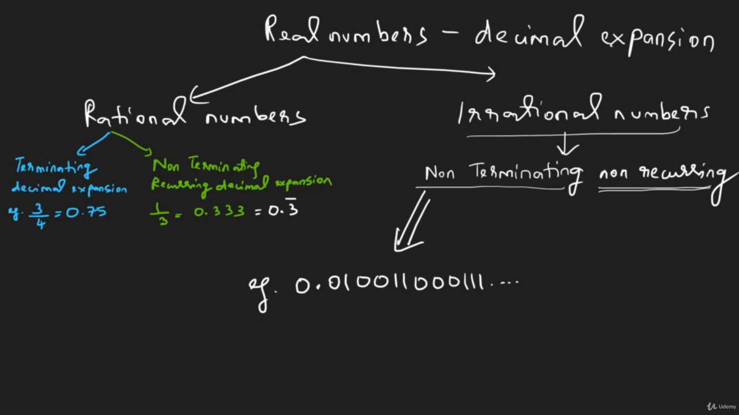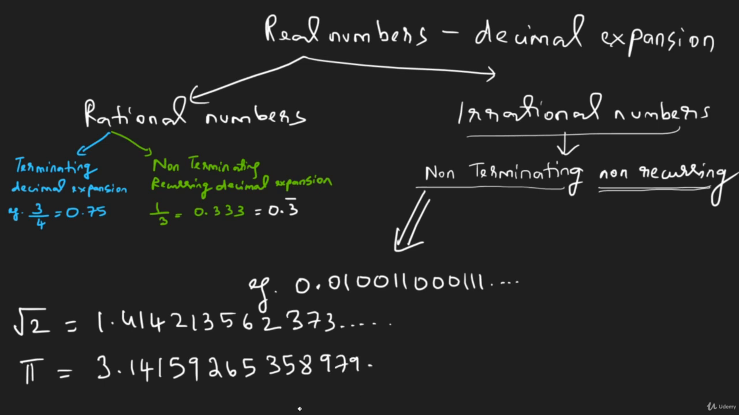Let's take a few more examples. Say you take root 2. The decimal expansion of root 2 is this one over here. You can see that there is no repeating set of digits and it does not end. Similarly, the decimal expansion of pi is this one. It's 3.14159 etc. You can see there is no set of digits that gets repeated again and again in the decimal places, and it does not terminate. So you can see that for an irrational number, the decimal expansion will be non-terminating and non-recurring.